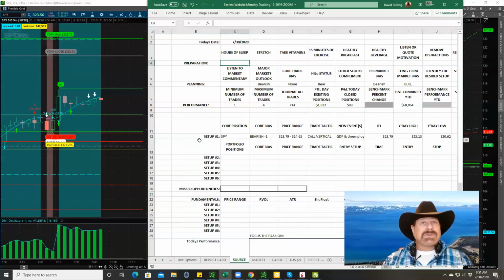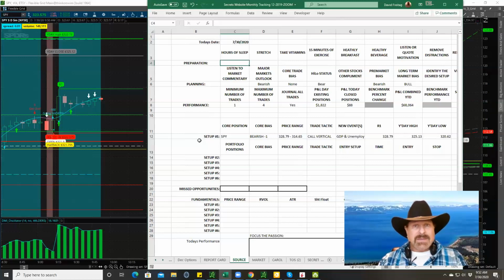So, how many hours of sleep did I get? I have an app on my phone that takes care of that, keeps track of how many hours I sleep. You know what they say, there's an app for that. And so it kept track and said I did 7 hours of sleep last night. The next question is, did I stretch? Now, you may look at this and say, Dave, that's silly.